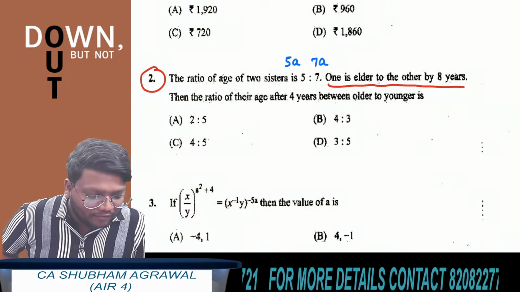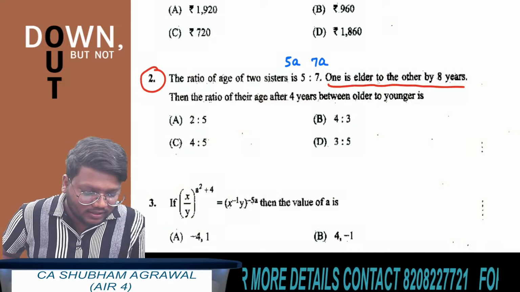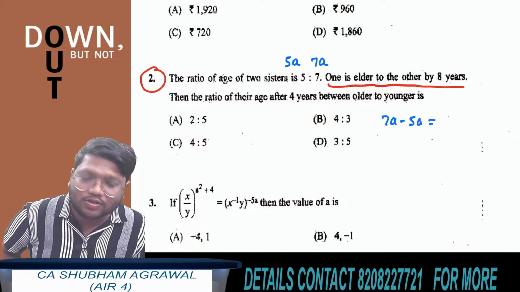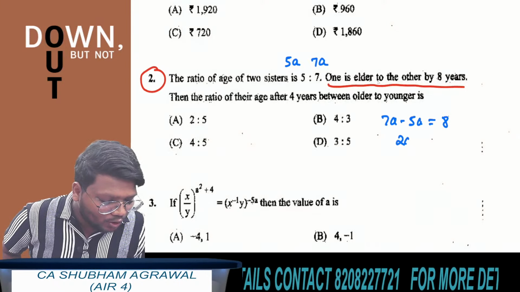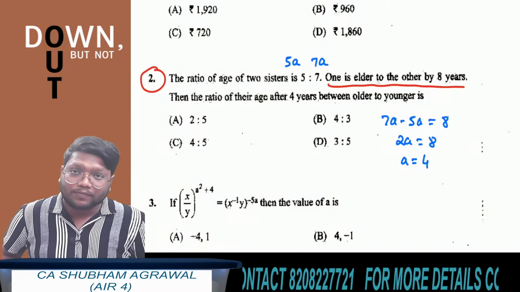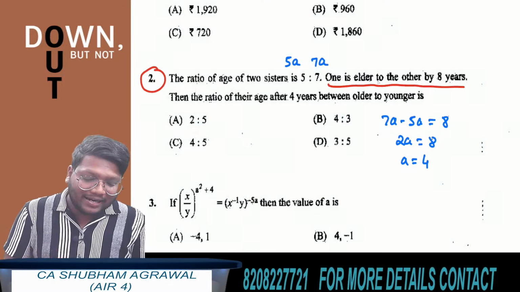It is given in question that one is elder to the other by 8 years. It means if we are finding the difference between the ages of these two persons, it should be 8 years. So 7a minus 5a is equal to 8. 2a is equal to 8. So value of a is 8 upon 2, which is 4.